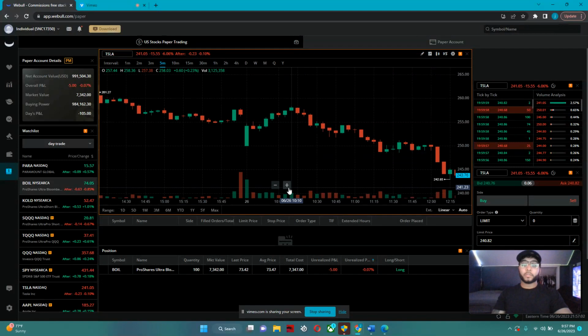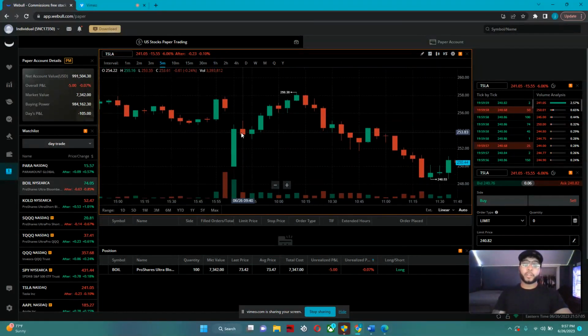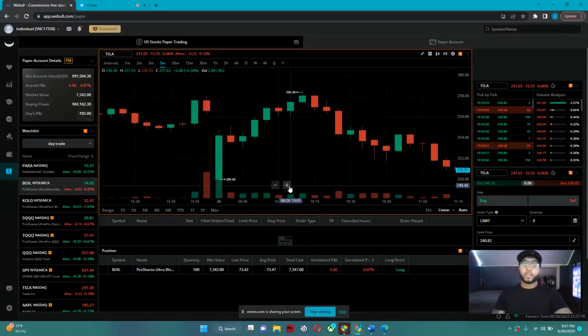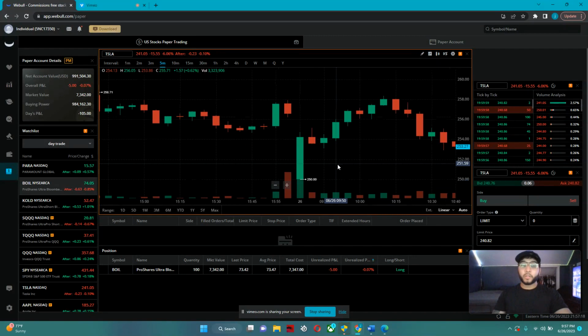As you can see, there are green candles and then there are red candles. I'm going to be going over the difference, why they're green and why they're red. So let's just start here. I'm going to zoom in a bit.